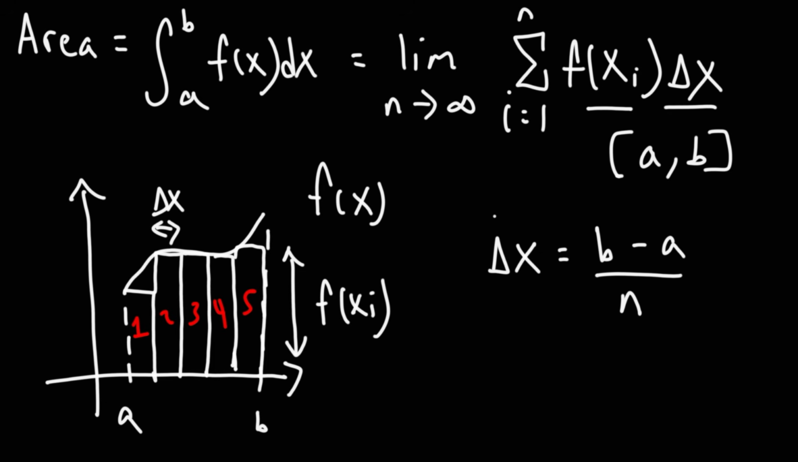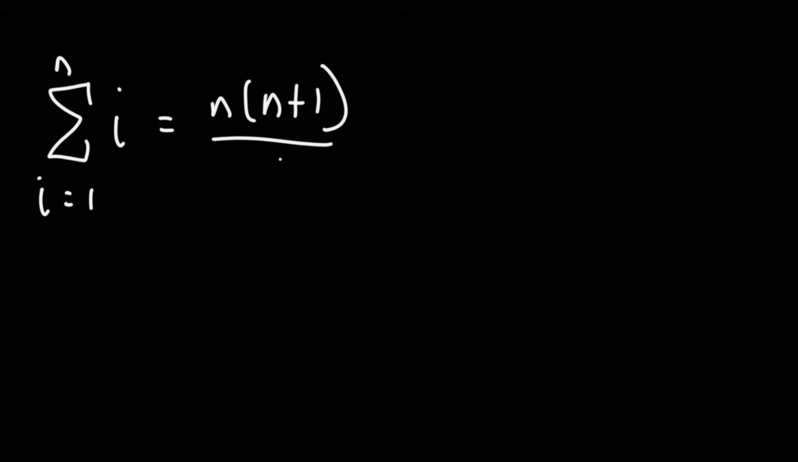Now, in order to use the limit process, you need to be familiar with certain summation formulas that'll make the process a lot easier to calculate. Here's the first one. The sum from i equals 1 to n of the constant c is just c times n. Now, if you just have i, it's going to be n times n plus 1 over 2.